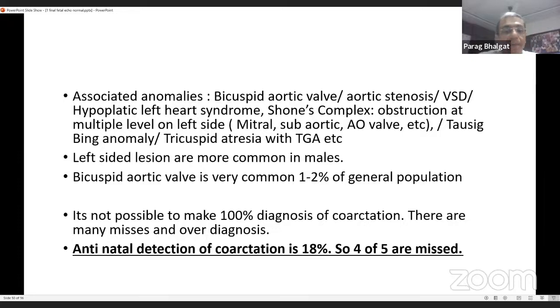Diagnosis of coarctation is challenging. Not all cases are diagnosed. In recent series it is only 18%, so only 1 out of 5 cases of coarctation are diagnosed, and 4 out of 5 are missed. So we have to keep our antenatal screening threshold low in the diagnosis of coarctation.